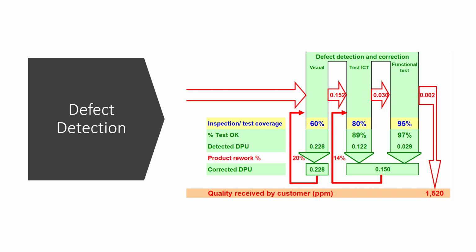ICT uses a bed of nails to contact many points in the board and is able to test the functionality of some components. If the test coverage is 80%, 0.122 DPU will be caught in ICT and corrected, and therefore 0.03 will escape. Finally, the functional test has a high test coverage, but the test is not able to pinpoint where the defect is, therefore faulty boards need to be analyzed and repaired by an expert through a lengthy process. In the case of ICT and functional test, 14% of boards will require rework, and this may require a higher level of skills, and it will take longer to identify and correct these defects. Again, reworked boards will need to be retested, adding to the test workload.